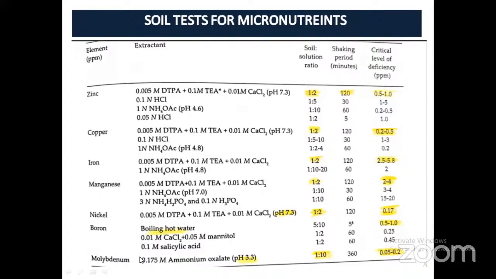Another is molybdenum. This molybdenum is extracted with ammonium oxalate. What is this reagent known as? Hint for you, it starts from G. Griggs reagent. Yeah, wonderful. So molybdenum is estimated by ammonium oxalate, which is Griggs reagent, and the pH, you remember, is frequently asked, it is 3.3. Boron, you remember, boiling hot water, Berger and Trog. Nickel, DTPA only. Manganese, iron, copper, zinc, DTPA only. Okay, now let us move ahead.